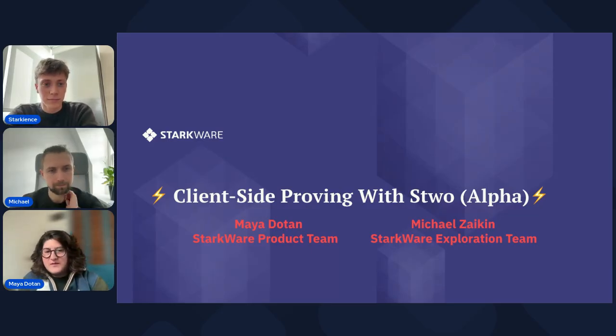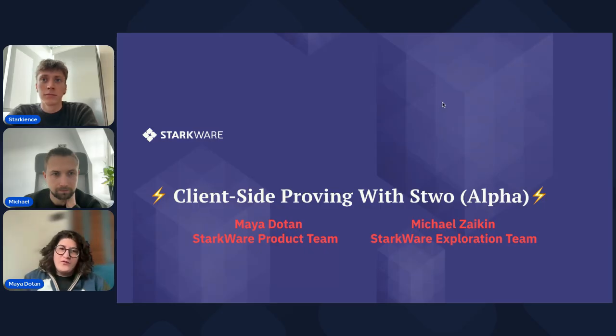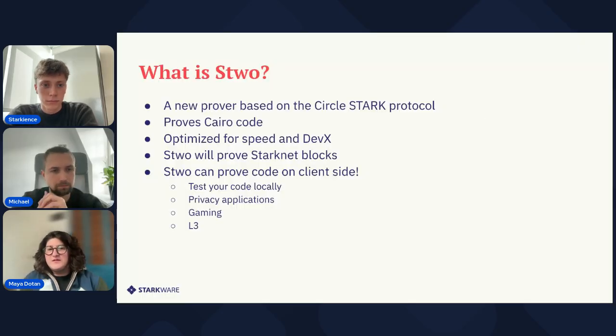So I'm going to be talking about STWO, specifically what we're calling STWO Alpha, which is the alpha release of STWO. STWO is a prover. As you probably know, it's based on the Circle STARK protocol. It proves general Cairo code. We'll show today how to prove Cairo code and how to execute Cairo code. We have a few features that were missing in the past in order to have what we call client-side proving, which basically, as it sounds, means that the user can run STWO to generate proofs on the client side, which is useful for many applications.